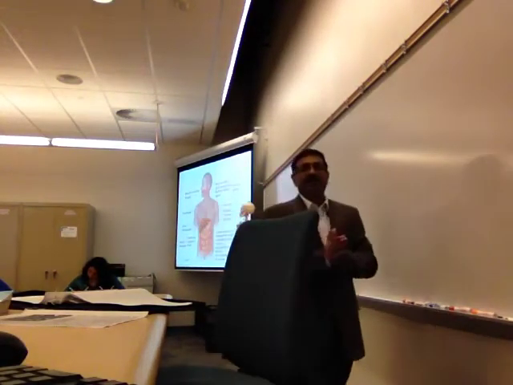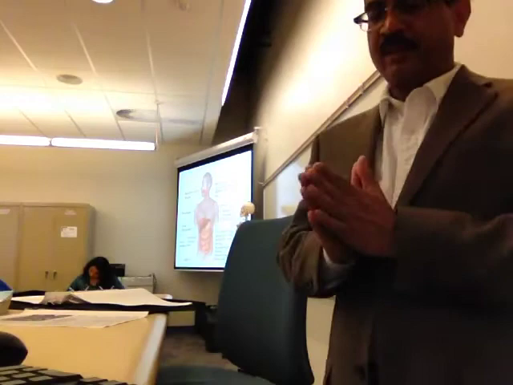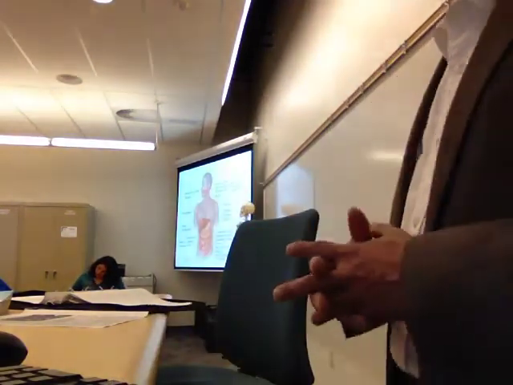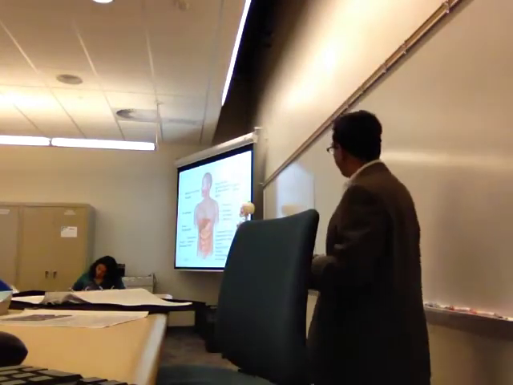So you see that tube, it's a continuous tube. The gastrointestinal tract is a continuous tube. At different locations, it gets narrower and or wider.